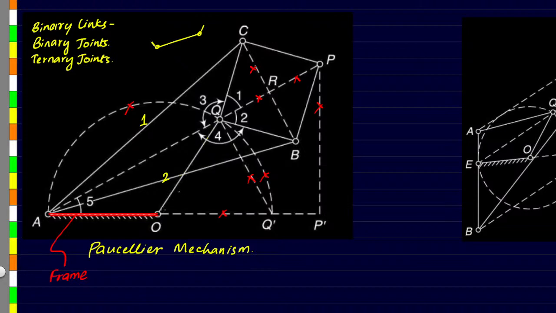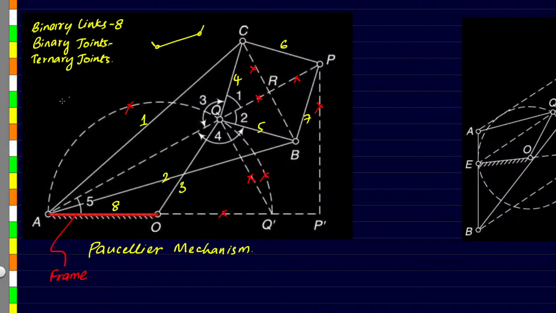So O to Q is the third link. Q to C is the fourth link. Then Q to B is the fifth link. C to P is the sixth, and P to B is the seventh. This fixed link should also be counted, so that makes a total of 8 links. Right. So the number of binary links is 8.